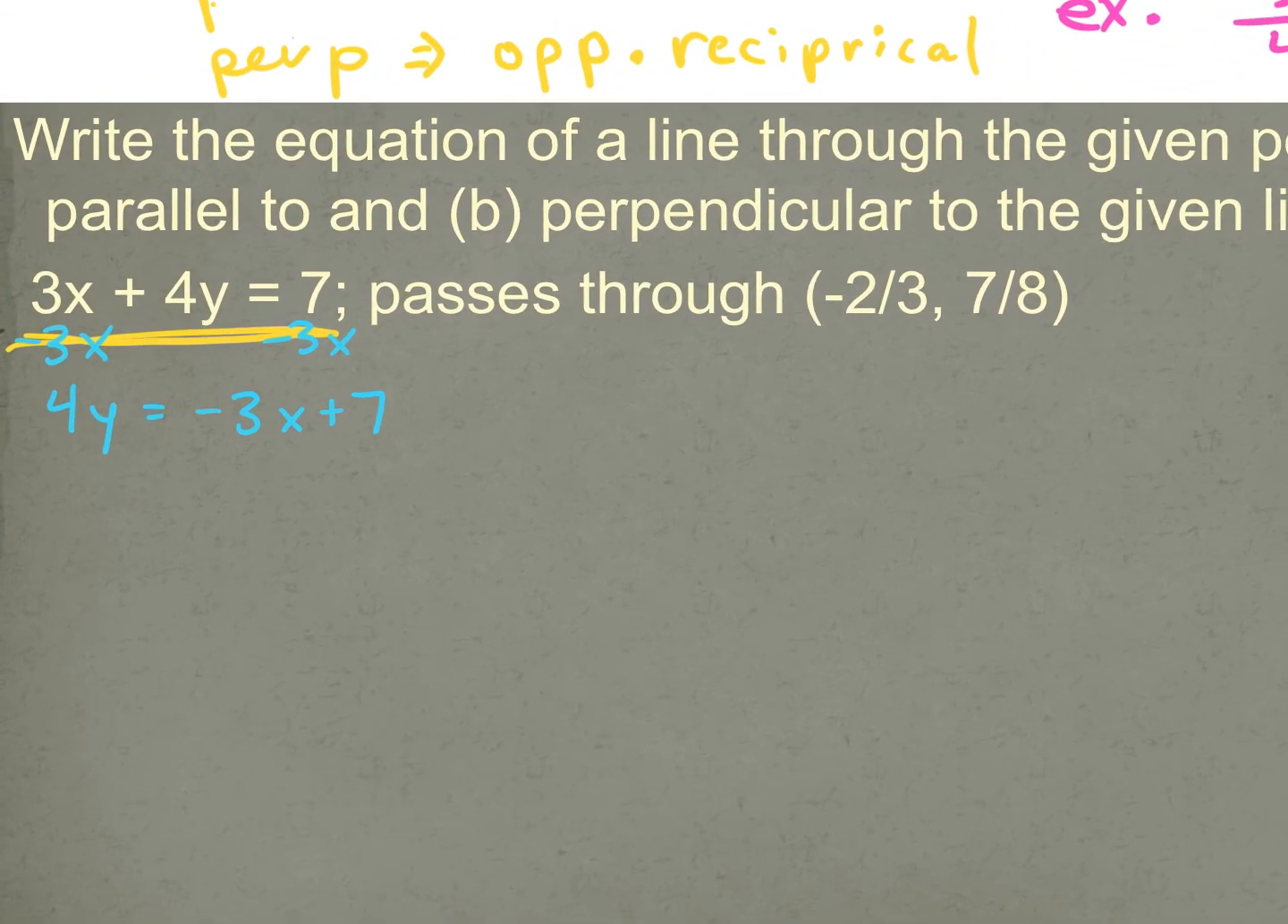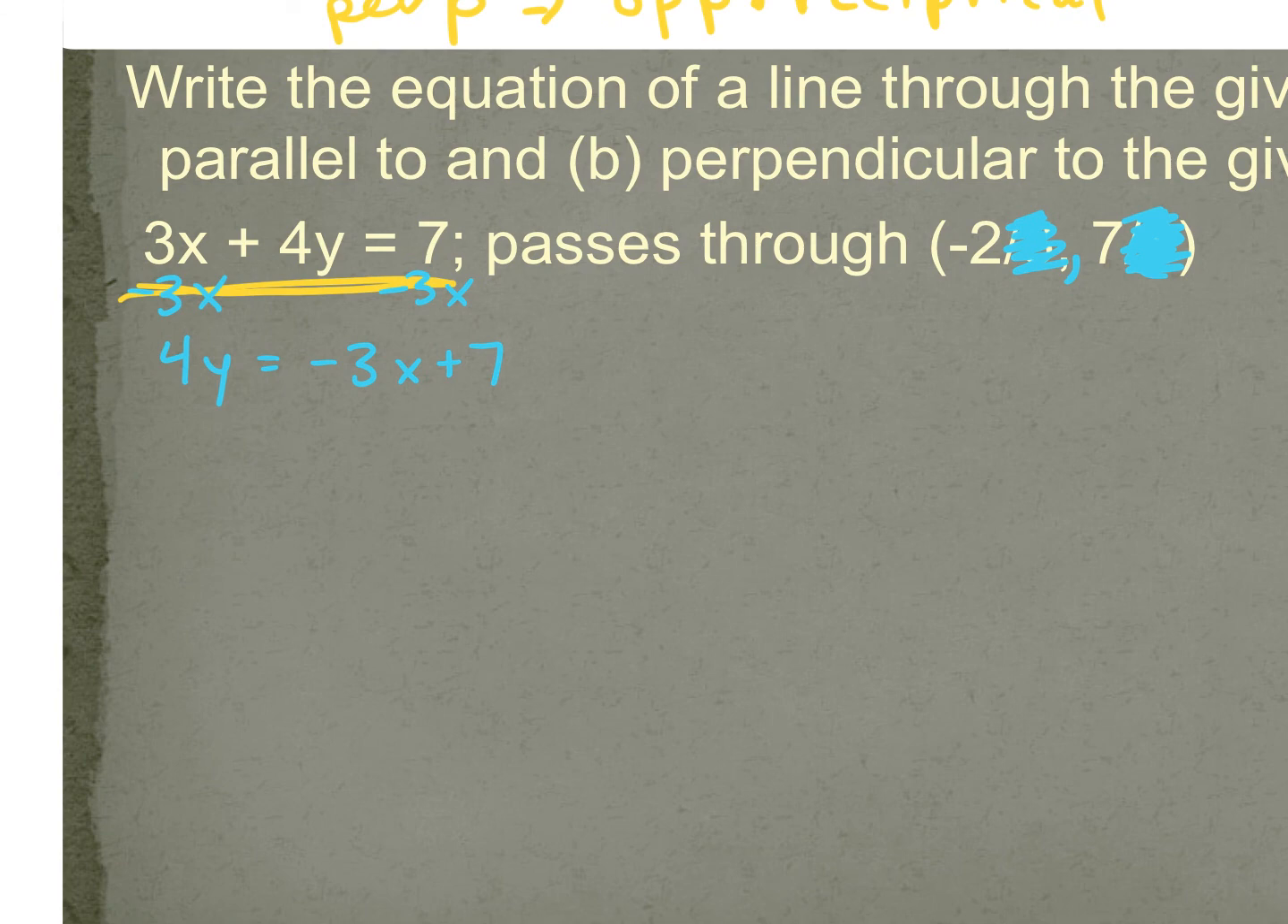I'm actually going to make these not fractions, so just negative 2 and 7. So I'm going to take out the fractions there from the point. So I just changed the point that it goes through. So it's negative 2 comma 7. What do I have to do next to find my slope here? Divide everything by 4. So I have y is equal to negative 3x over 4 plus 7 over 4.